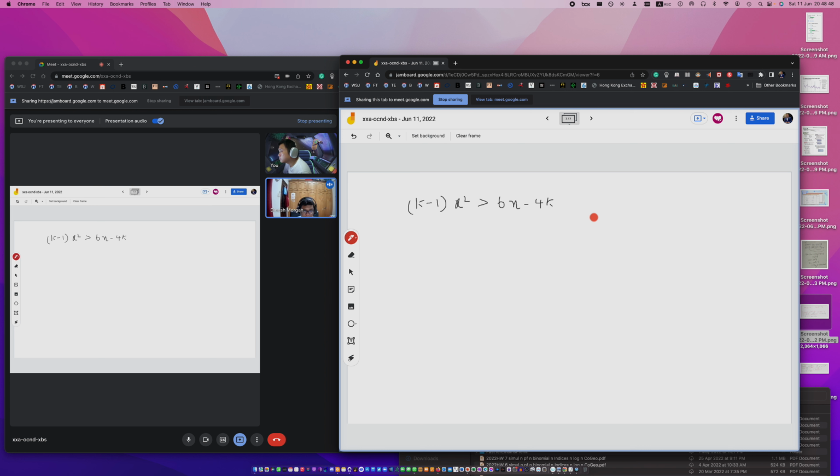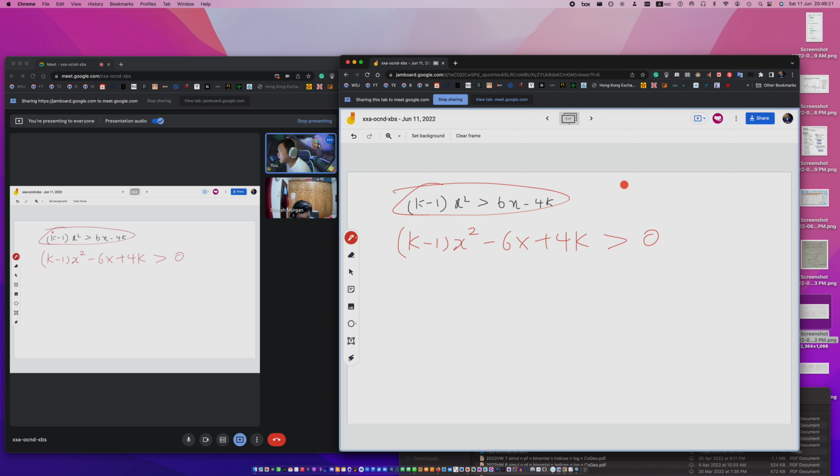So you just rearrange this. By the way, this question is under what? Quadratic inequality. So just put everything one side. Can you see this? So I put everything one side. Any condition given? No, not at all.